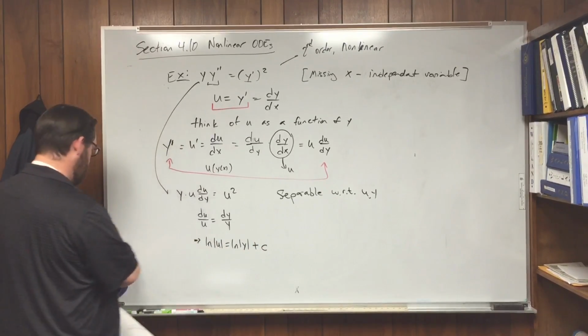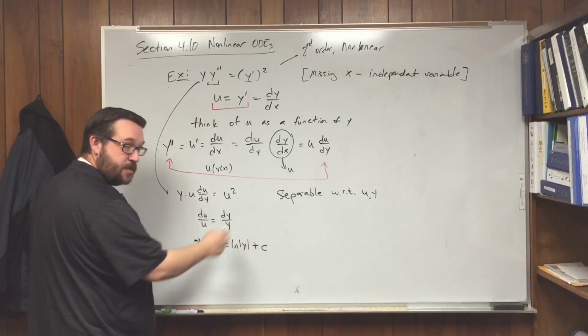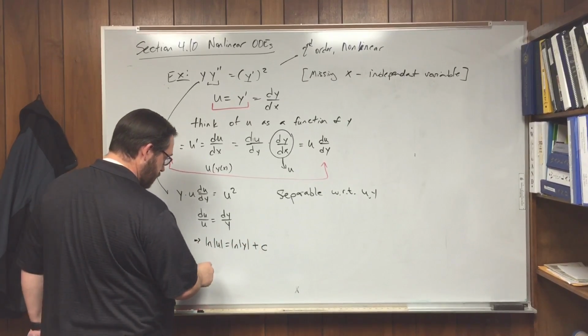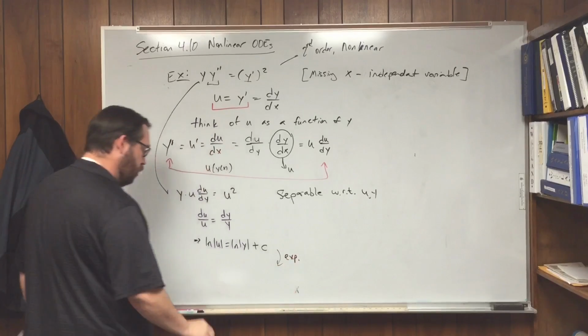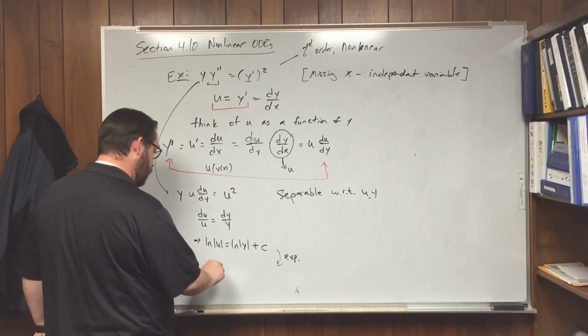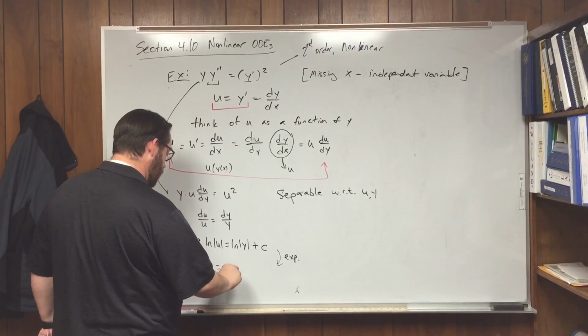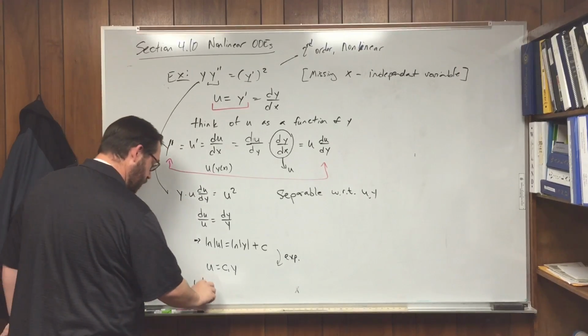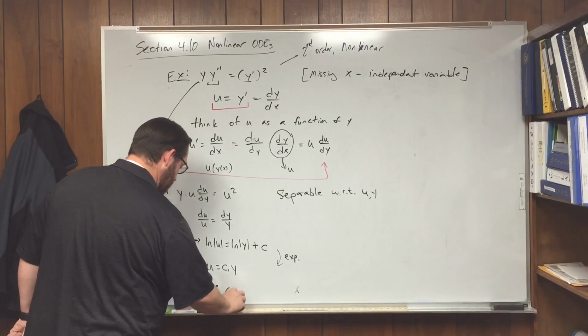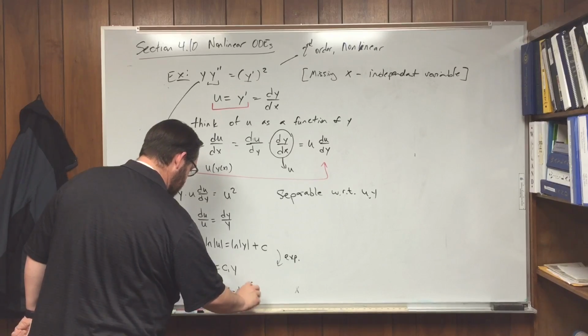So then, take the exponential of both sides. What you end up with is u equals c1 y, where, by the way, c1 is plus or minus e to the c.